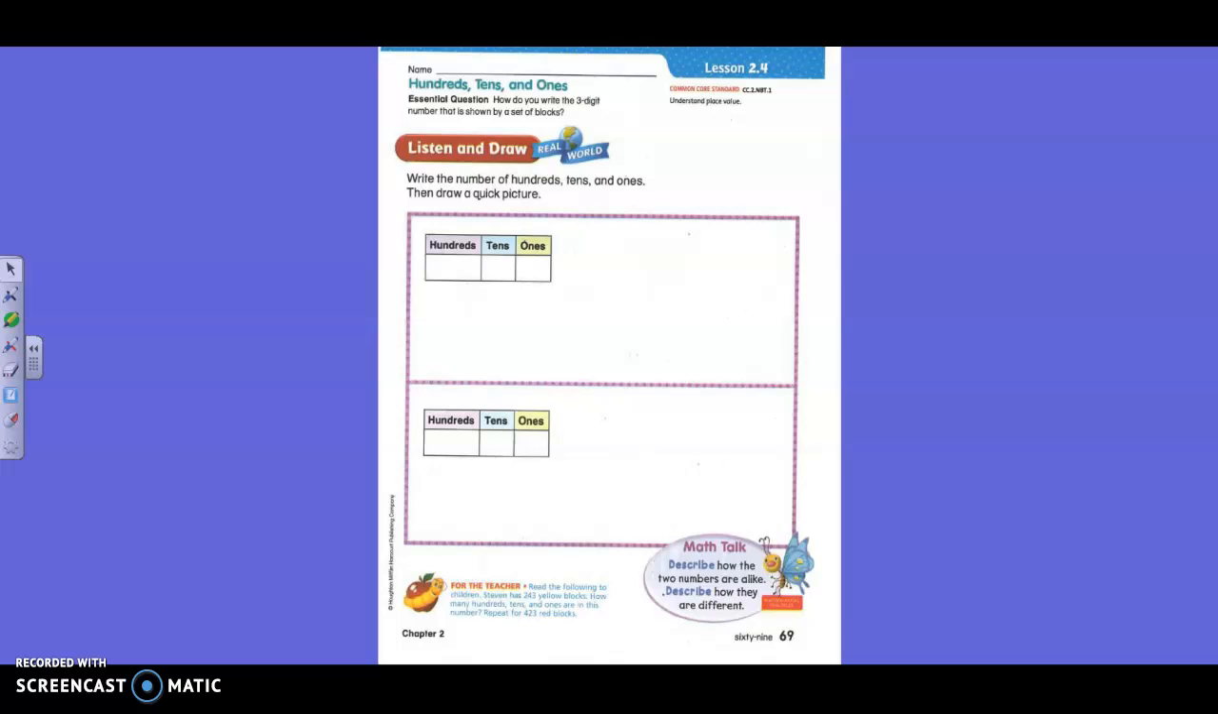Okay, boys and girls, today we're going to apply place value concepts and write three-digit numbers that are represented by pictorial models. Okay, for the directions on this, it says write the number of hundreds, tens, and ones. Then draw a quick picture. Okay, on this first one, I want you to write 243. And I want you to draw the picture for it.